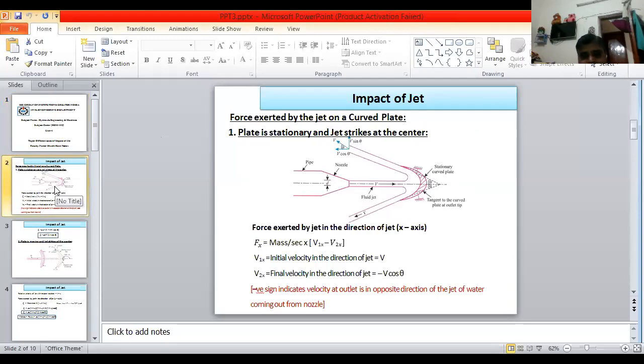That means in this case the plate is stationary and the jet strikes at the center.